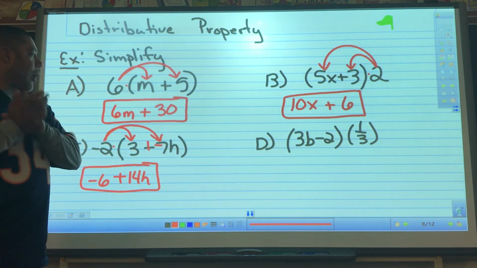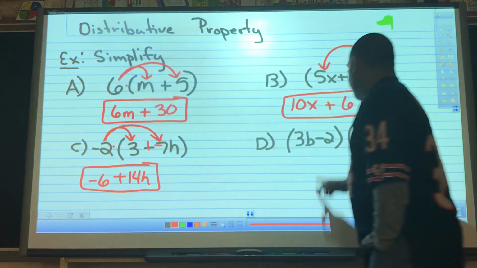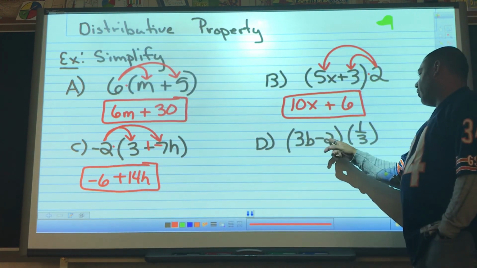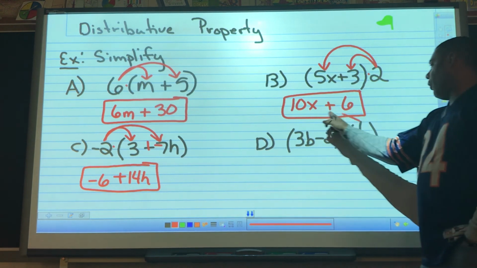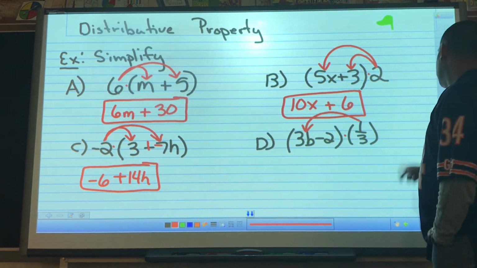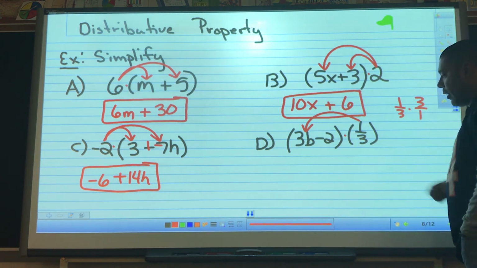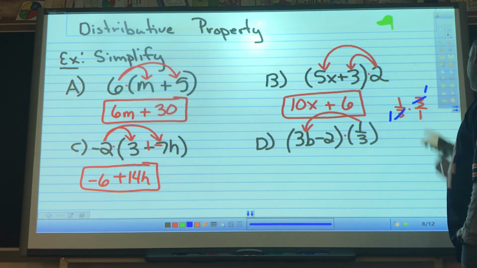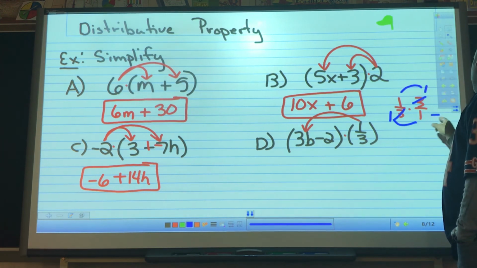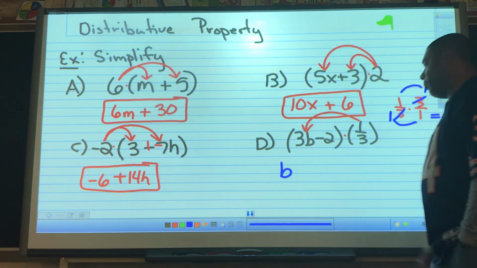Don't freak out when you see fractions. It's just the same thing. We're multiplying. Okay? 3b minus 2 multiplied to 1/3. So I have 1/3 times 3b. So 1/3 times 3. Remember, you make it over 1. I can cross cancel here. Divide out 3, multiply the tops, multiply the bottoms. That's going to be 1 over 1, or just 1. So I have 1b, which would just be written as b.